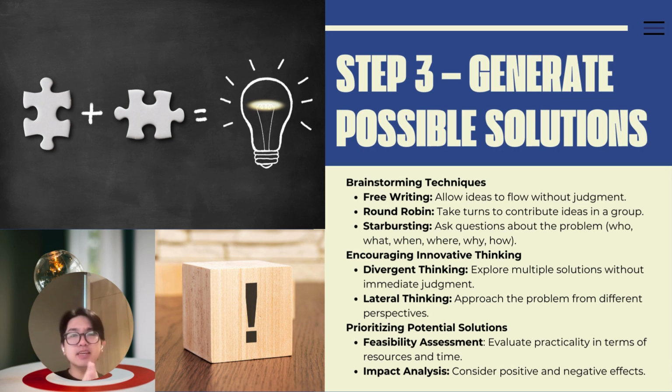The last technique for brainstorming is starbursting, which involves asking critical questions like who, what, when, where, why, how, to explore different dimensions of the problem and generate a wide array of solutions. Moving to encouraging innovative thinking, we employ divergent thinking, which involves exploring multiple solutions freely, and lateral thinking, which challenges assumptions and encourages thinking outside the box.